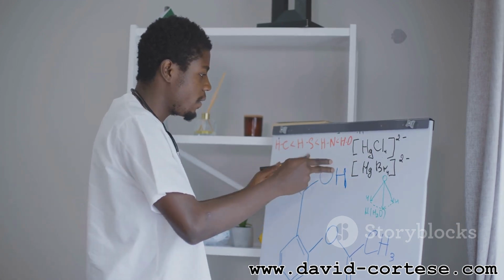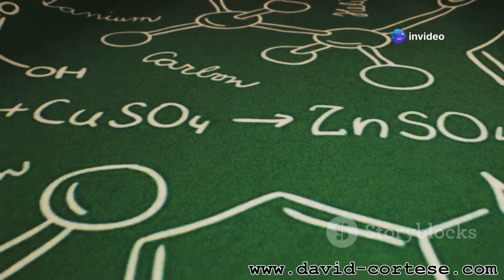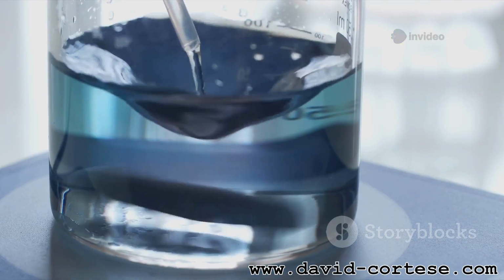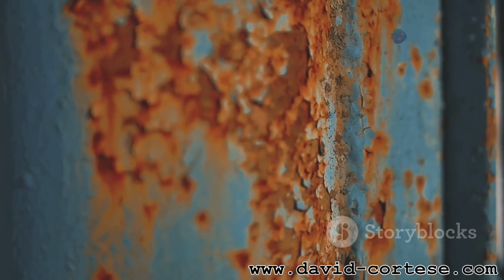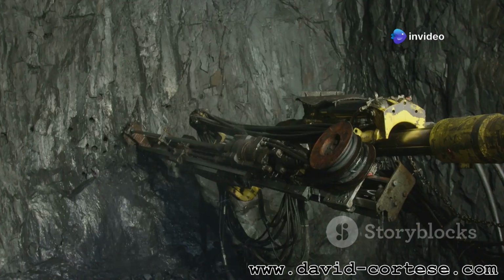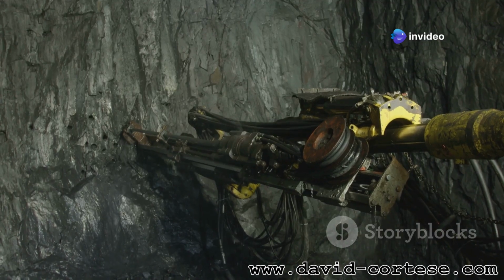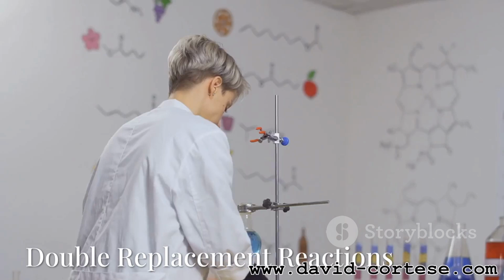One classic example, dropping a zinc metal strip into a copper sulfate solution. Zinc, being more reactive, displaces copper, forming zinc sulfate and leaving behind copper metal. You'll see a color change and maybe even some copper depositing on the zinc strip. It's chemistry in action. These reactions are used in various applications like extracting metals from their ores. It's a bit like a chemical heist where one element steals the spotlight.